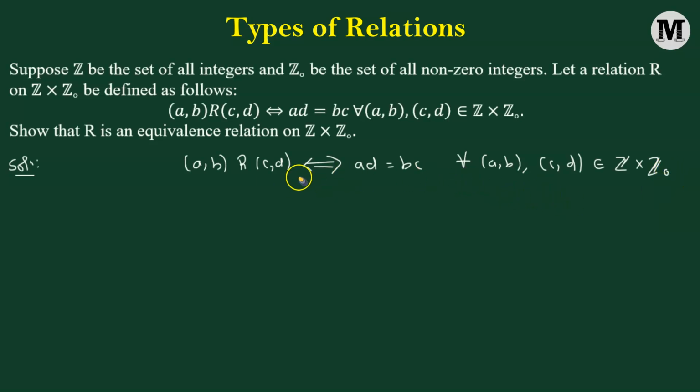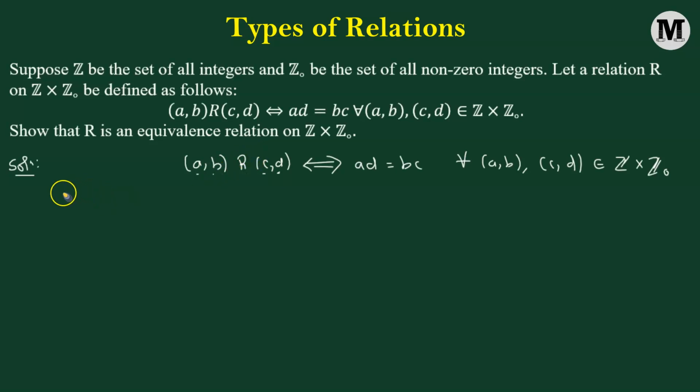Before proceeding, let's try to understand. The moment we say that the ordered pair (A, B) is related to (C, D), all we are doing is taking the elements at the extreme ends, which are A and D in our case. These get multiplied, and that equals the product of the inner elements B and C. Now, to show that the given relation is an equivalence relation, we have to make sure that the relation is reflexive, symmetric as well as transitive.